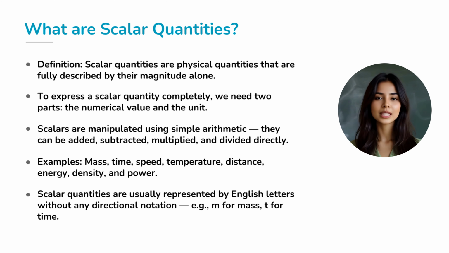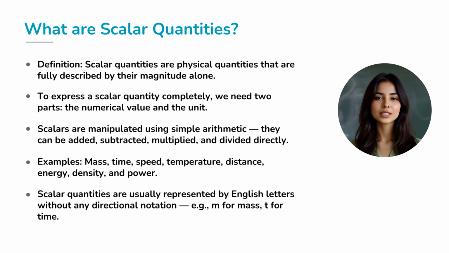Now let's talk about scalar quantities. These are the simplest kind. Scalars only tell you how much, not which way. For example, if I say the temperature today is 30 degrees Celsius, you know exactly how hot it is, and you don't need to know in which direction the heat is flowing.